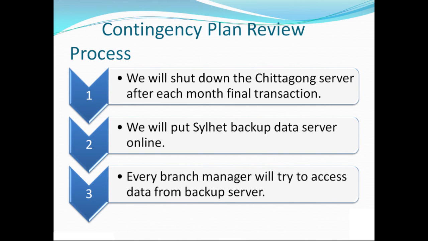The flowchart says, first step, we will shut down the Chittagong server after each month's final transaction. Second step, we will put the Sylhet backup data server online. Third step, each branch manager will try to access data from the backup server. If they get the access properly and can do their work properly, then we will think that everything is fine. By doing this, they will get assurance that if anything happens to the Chittagong server, they can easily retrieve data from the Sylhet server.